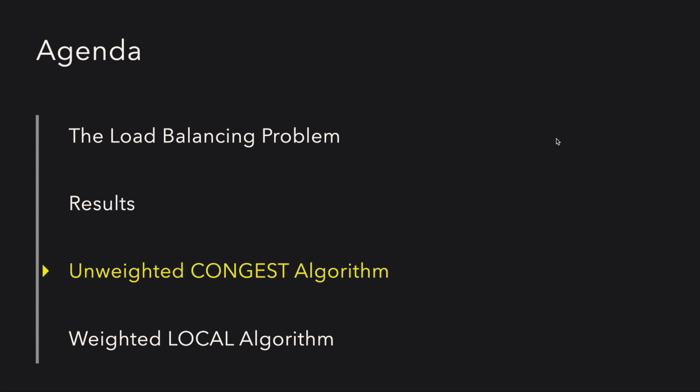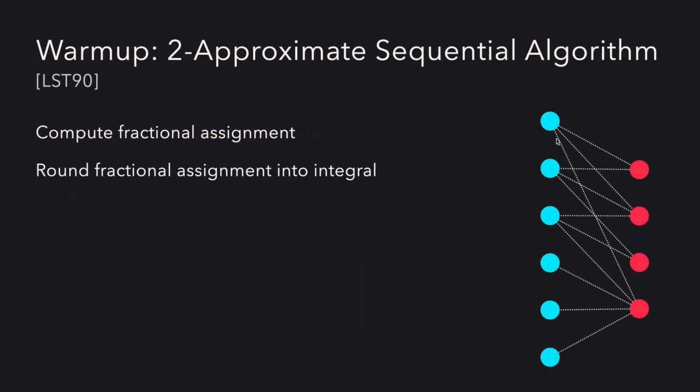Finally, I want to tell you about our local algorithm. As a warm-up, let's start by looking at the 2 approximate sequential algorithm for weighted clients. The algorithm consists of 2 main parts. First, compute a fractional assignment, then round the fractional assignment into a proper one. Our local algorithm will follow the same high-level approach. However, the techniques for doing both steps will be entirely different.